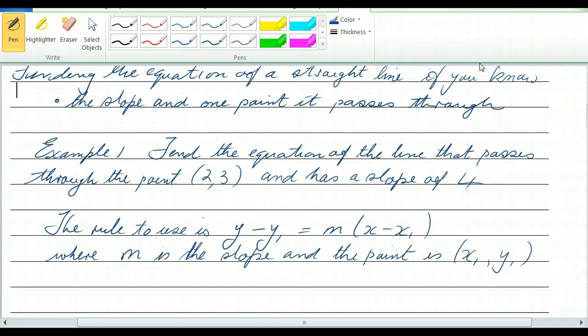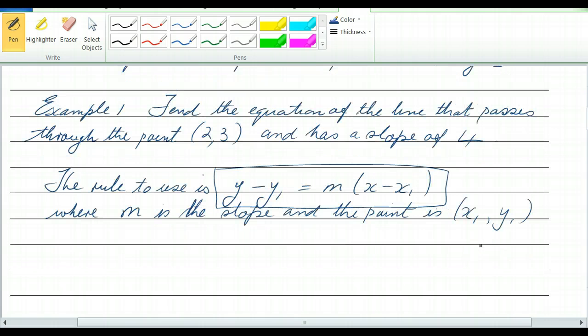The rule you're going to use is this rule here, which is in the textbook. The rule is that the equation is y minus y1 equals m times (x minus x1), and in this equation m is the slope of the line and (x1, y1) is the point that the line passes through. So let's plug the values we've been given into this rule to see what we get.